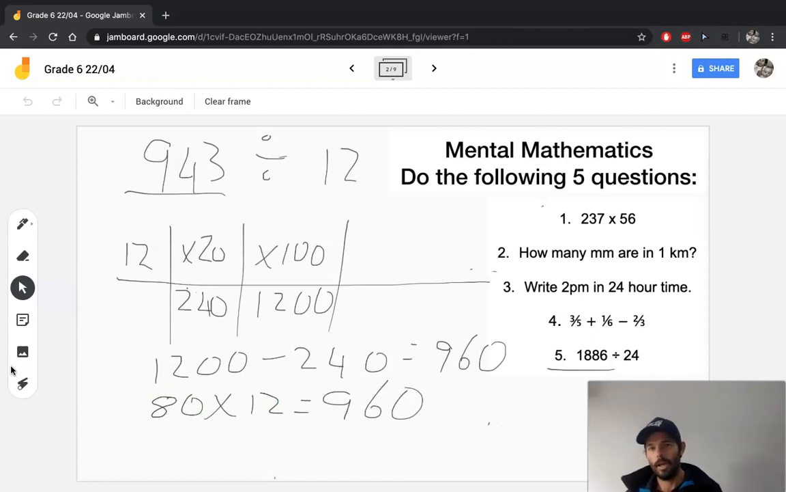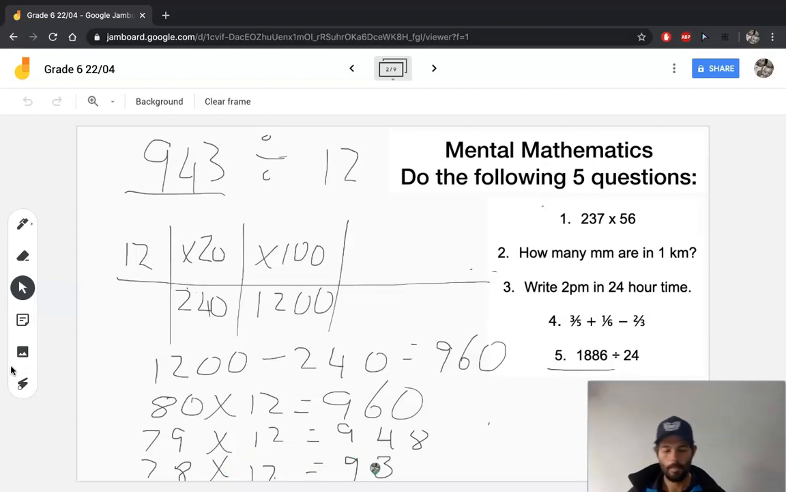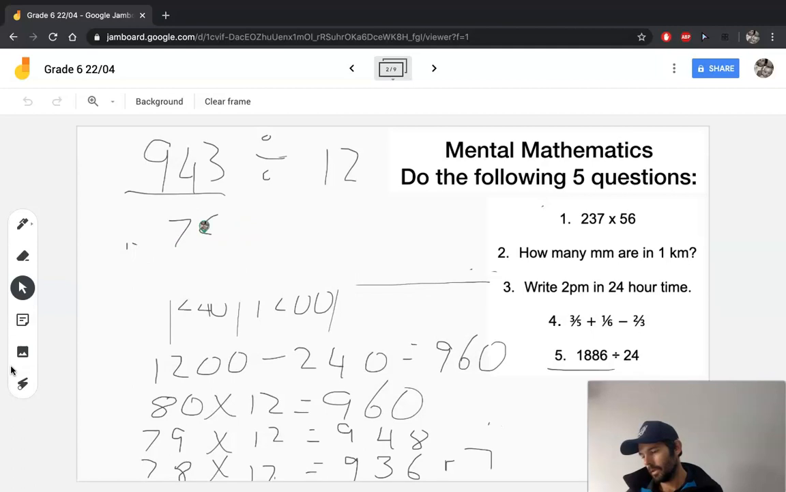All right, and then I'll just keep going back. 79 times 12 is going to be 948. Okay, so I'm still not there. So then 78 times 12 is going to be equal to 936. I've got a remainder of 7. So I've got 7 to go. So my answer is going to be 78 remainder 7. And I'll just write that there. 78 remainder 7 over 12.